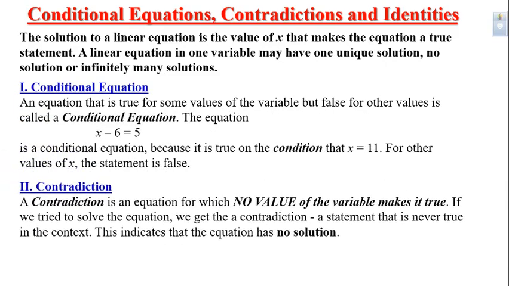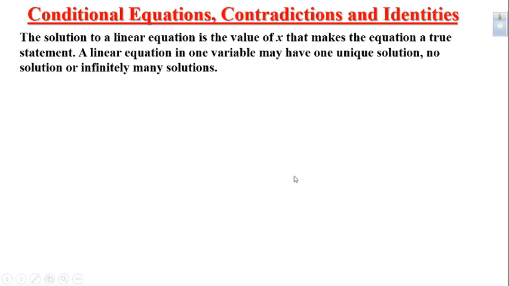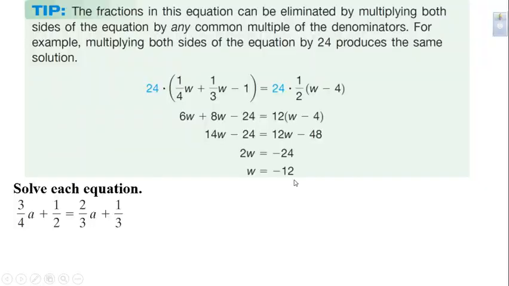And then we have what we call a contradiction. A contradiction is an equation for which no value of the variable makes the statement true. So if we try to solve the equation, we will get a contradiction, a statement that is never true in the context that we're solving here. So this indicates that the equation actually has no solution.